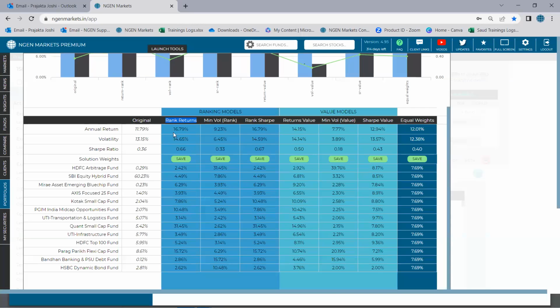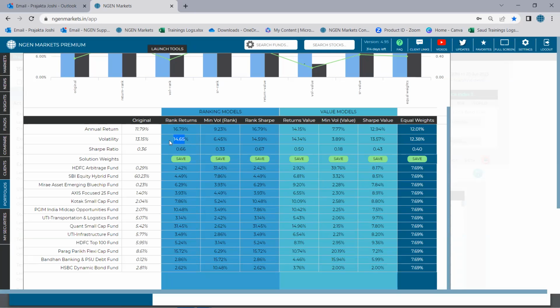For example, as you can see in this case, with ranking returns, the overall returns of the portfolio have improved to 16.79%. That's practically a 5% improvement from the original portfolio weightages. So how did we come up to a 16.79% return? For that, the annual volatility of the portfolio definitely increased from 13 to 14%.